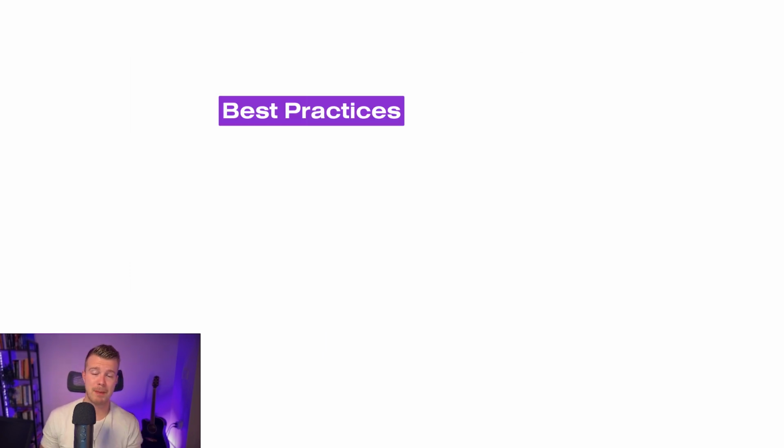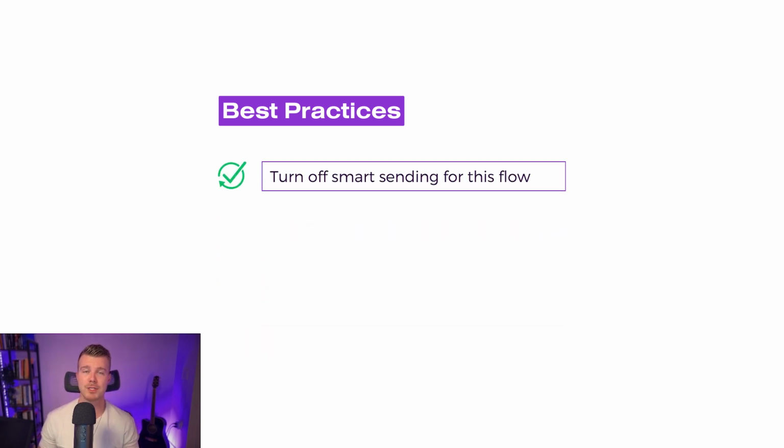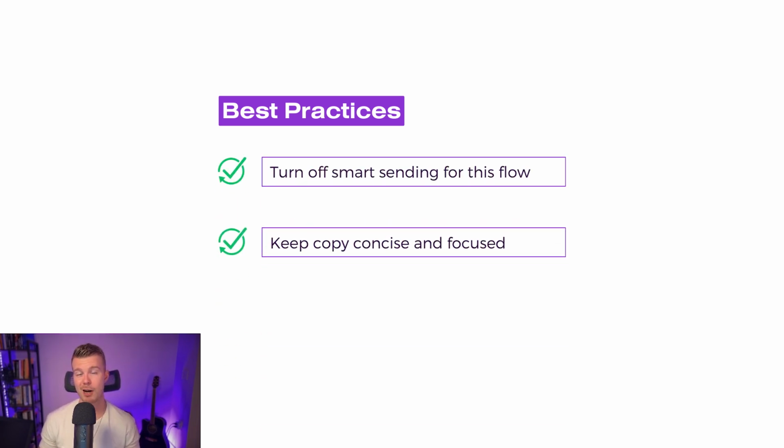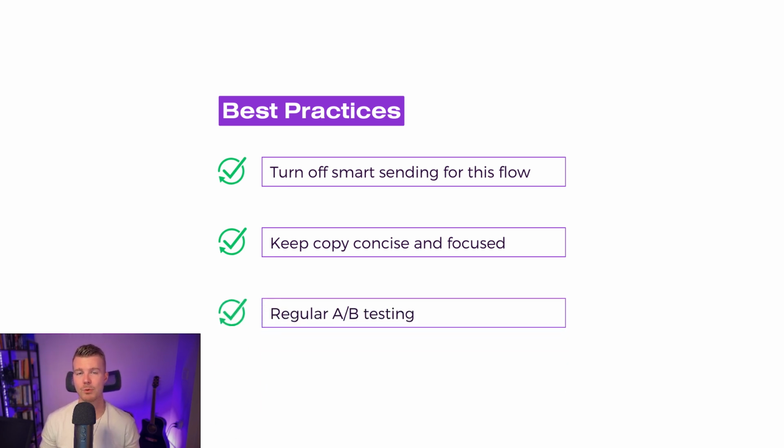In terms of some best practices here, make sure, for the love of God, you turn off smart sending on this flow. Keep your copy concise and action focused. And then also make sure you're A/B testing. This should be number 1 or number 2 in terms of how much revenue it generates. It's one of the biggest opportunities for you to do some A/B testing.